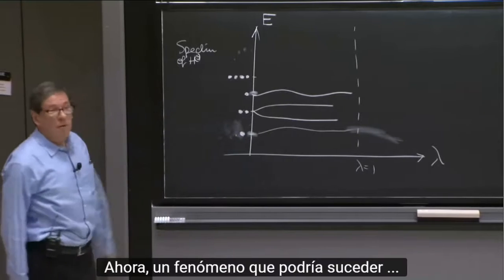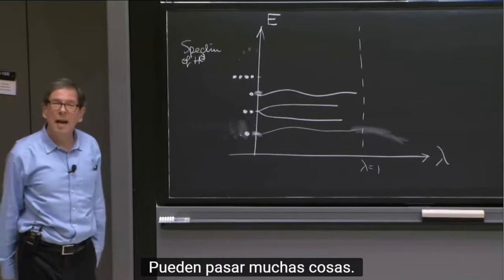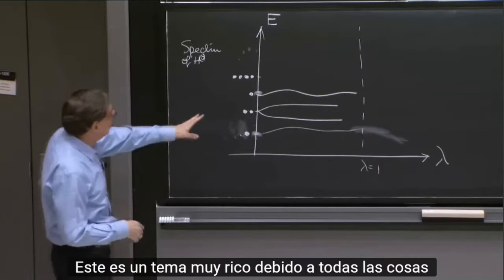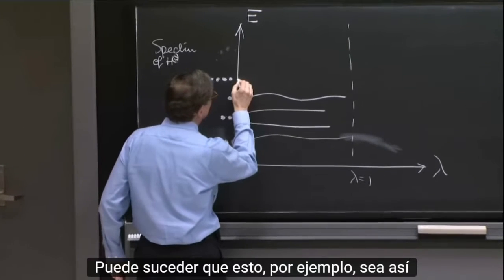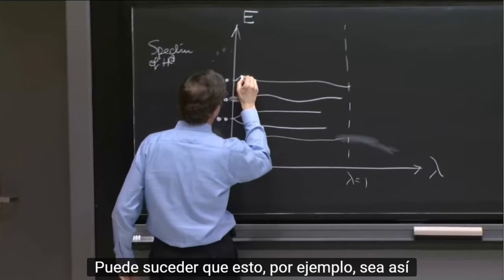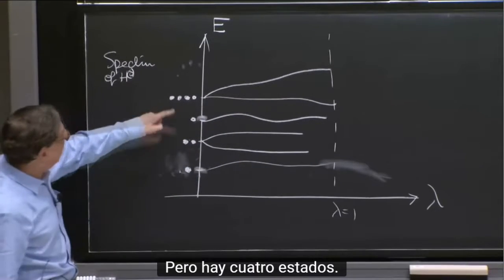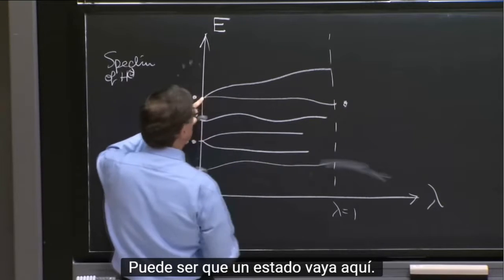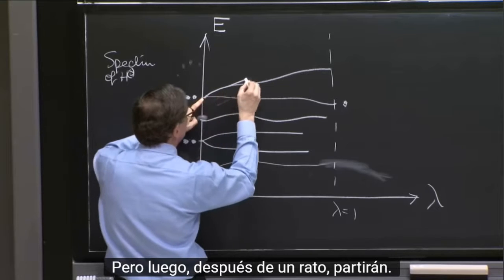Now, a phenomenon that might happen, many things can happen. This is a very rich subject because of all the things that can happen. It may happen that this thing, for example, goes like this, and like that, but there are four states. It may be that one state goes here, and three states go here, but then after a little while they'll depart.